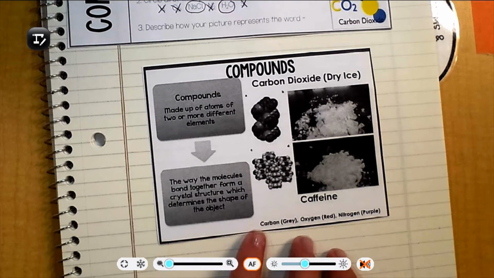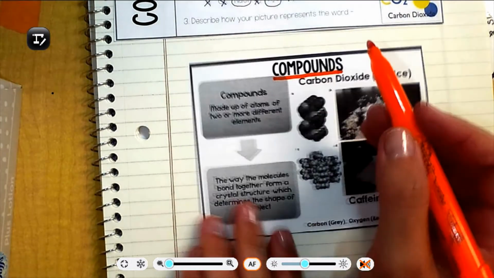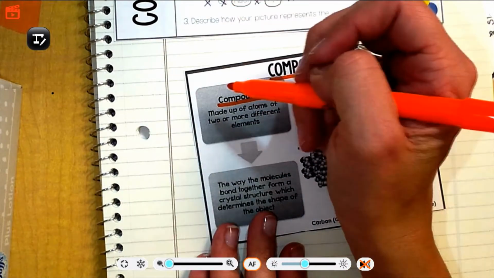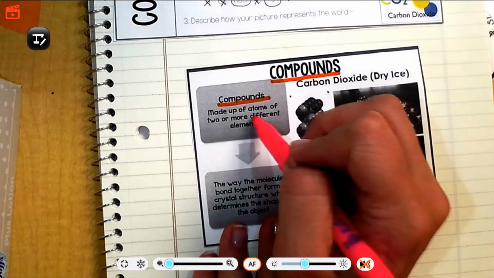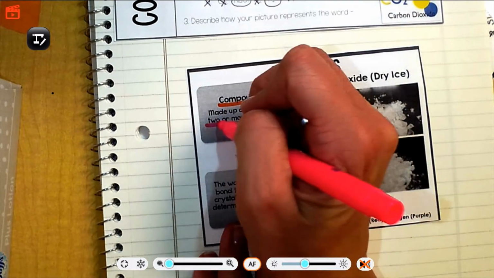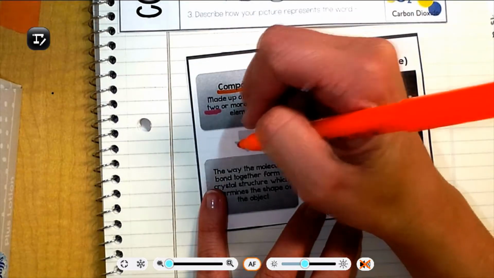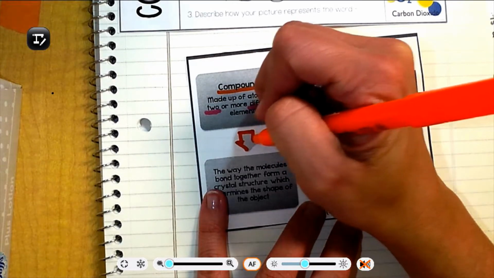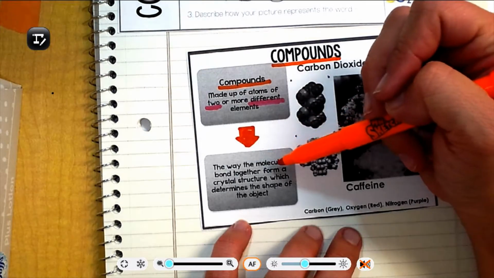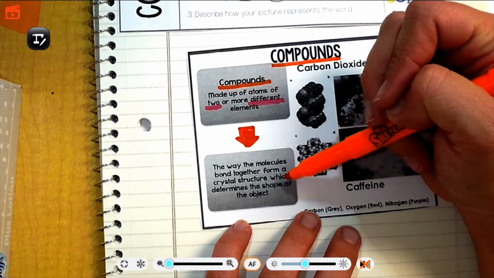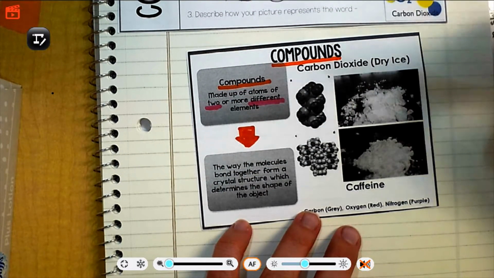get it together. So we've got reading along together. Compounds. Compounds are made up of atoms of 2 or more different elements. So make sure you underline that word different. And 2 has to be 2 or more different elements. Just color this in because I like coloring that in. Feel free to do the same. It just makes your page prettier. The way the molecules bond together form a crystal structure which determines the shape of the object. So all molecules look different when they get formed together. And that's why they look different.